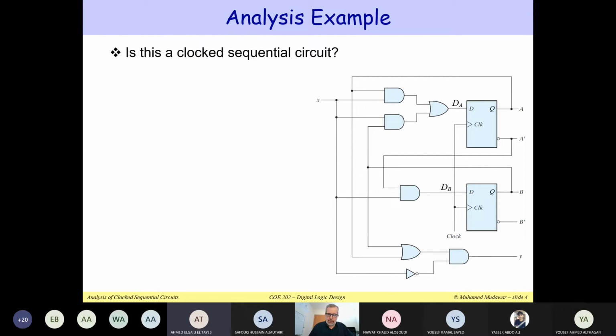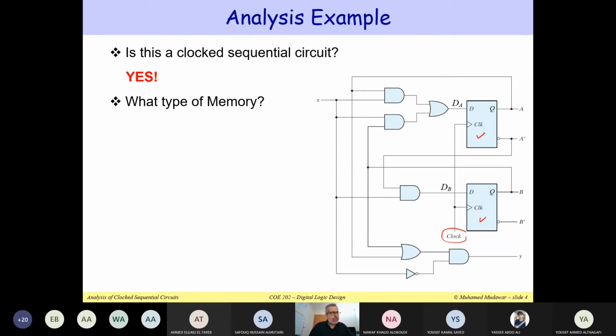Yes, what else? We have these D flip-flops, right? Yes. So the D flip-flops are memory elements, and because we have memory elements inside the circuit, this makes it a sequential circuit. So remember, a sequential circuit has flip-flops. That's what makes it sequential. And the clock here means that these flip-flops are synchronized with the clock, so we call it a clocked sequential circuit or synchronous sequential circuit. So the answer is yes.